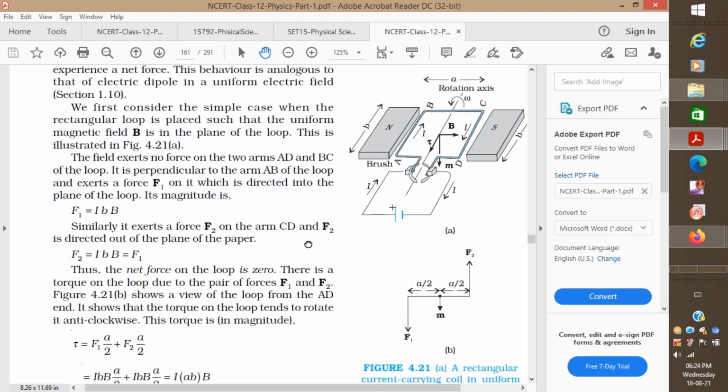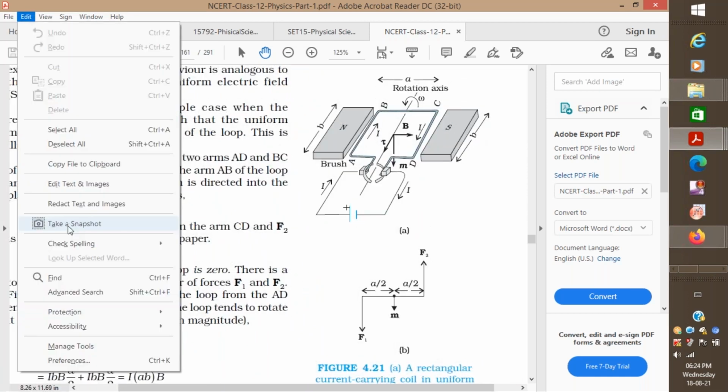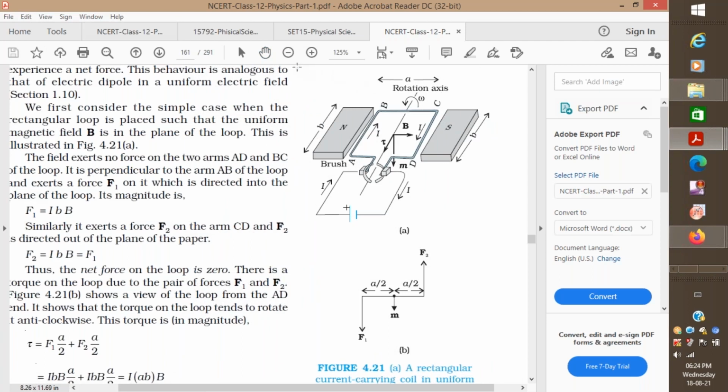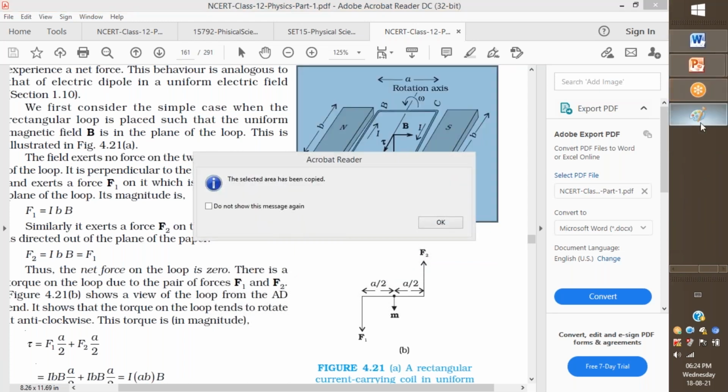All right. So this thing we will see again while learning, I think in the induction part, how to create AC, how to generate AC current. There also we'll see this kind of rotation, and that was necessary for producing AC current.